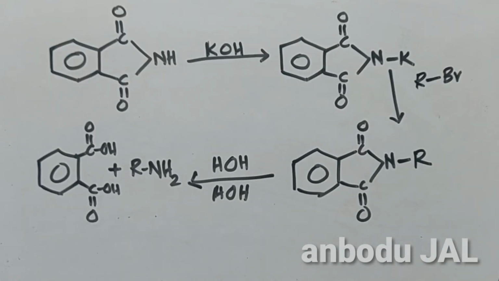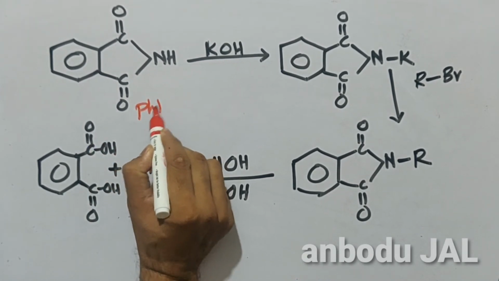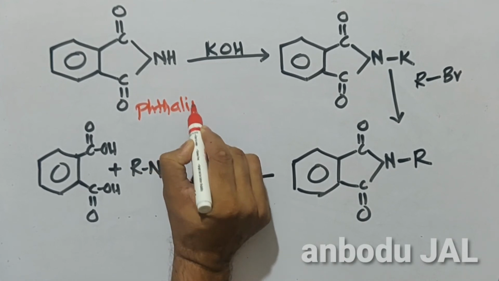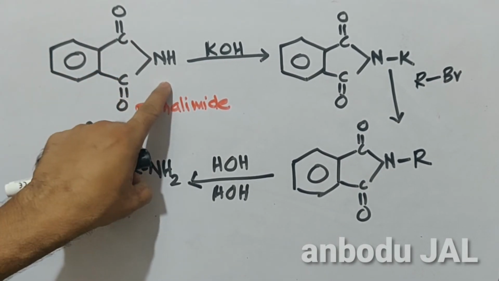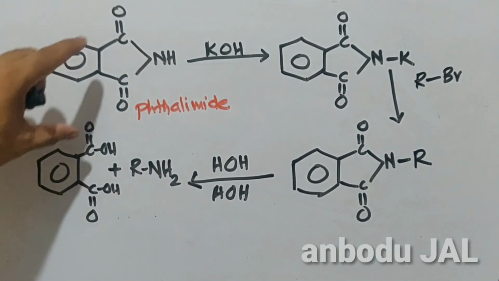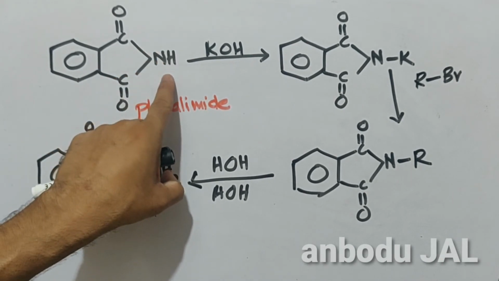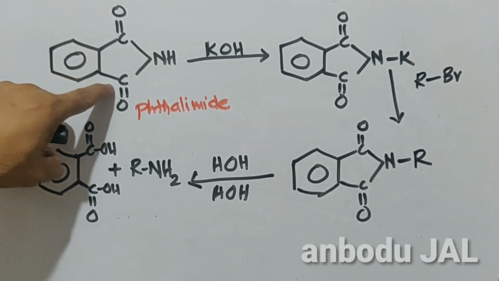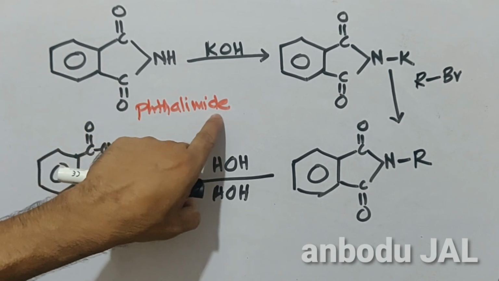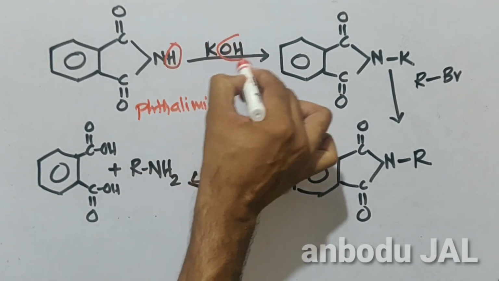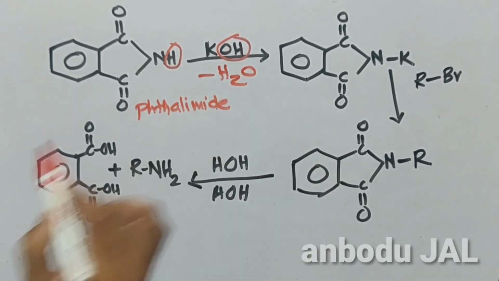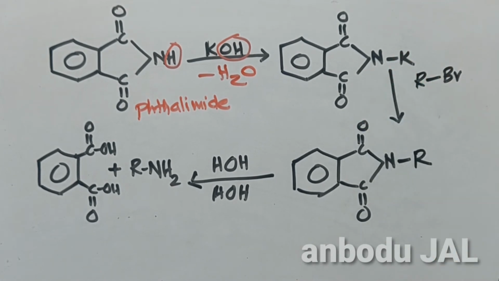Okay. Here I am explaining what Gabriel phthalimide synthesis is. This is phthalimide. Phthalimide is a derivative of phthalic acid. So phthalimide, CONH2, then that is phthalamide. This is one amino group connecting to both the keto groups. Okay, that is why this is phthalimide. When phthalimide is treated with KOH, HOH, minus H2, water will be removed to form this salt.